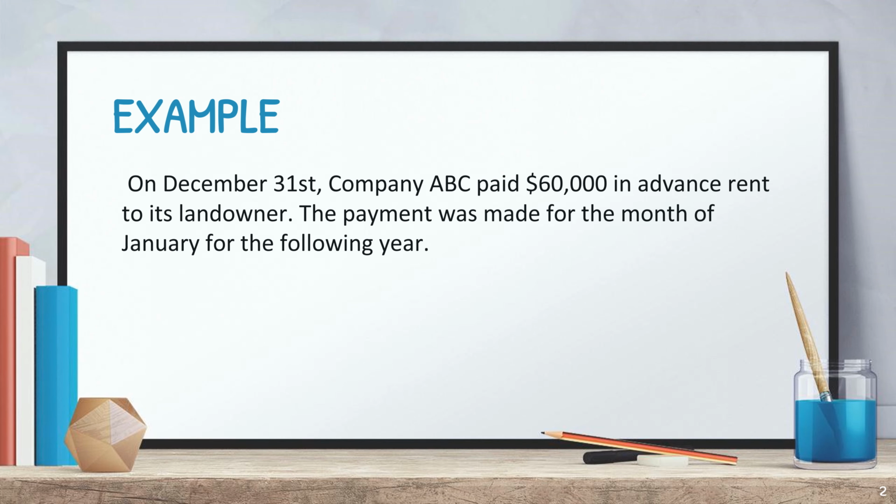Let's get started. On December 31st, Company ABC paid $60,000 in advance rent to its landowner. The payment was made for the month of January for the following year. So, how do we record this transaction in the journal?